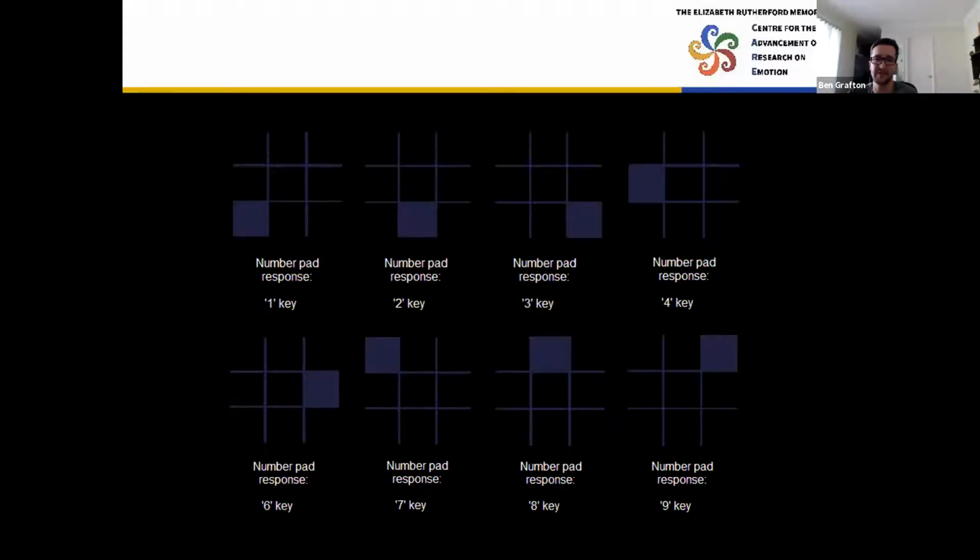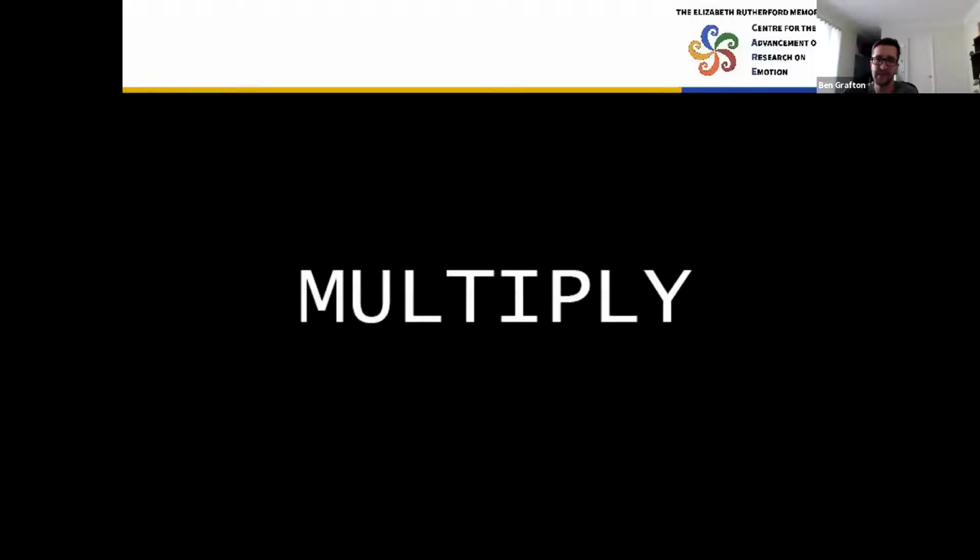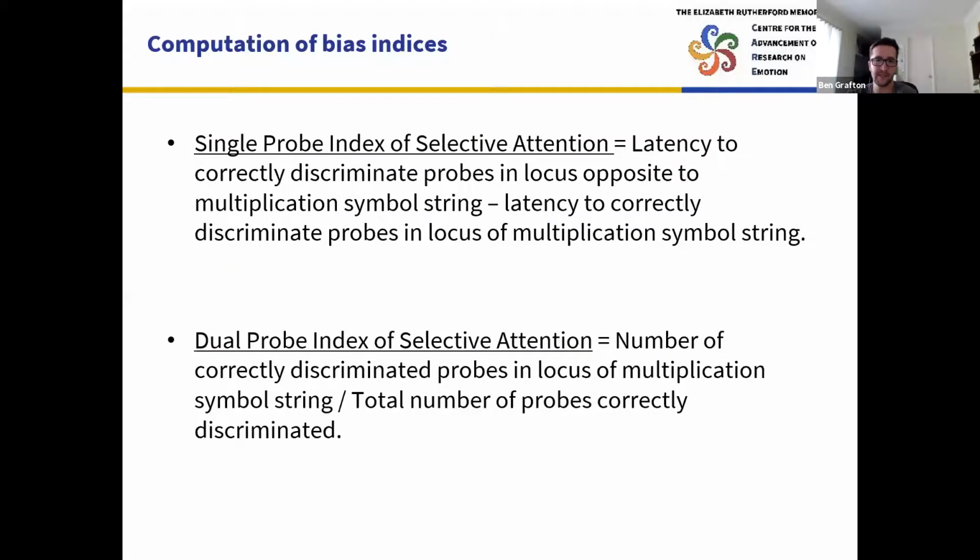So if you just had a probe where it was, I don't know, a left and a right, and you have to say whether it was left or right, then if you're in the right location, obviously you get it right. But if you're in the wrong location and you made a response, then 50% of the time you'd still get it right. So we wanted one where the probability was much lower, which is why we had the 8 different possibilities here. So the task looked exactly the same. You get the multiplication, the strings pop up, and then a probe would appear in each location. It would only appear very briefly, and participants just had to say where the location of the grey square was within that grid. And so here we can get an index of attentional bias by looking at the number of probes correctly identified in the location of the symbol string out of the total number of probes correctly discriminated.